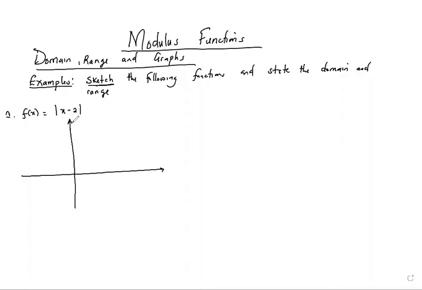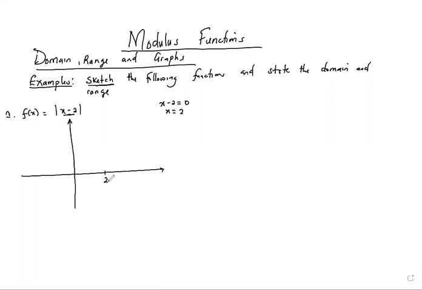The second thing is I get the inside of the modulus and equal it to 0. So what do I get as the value of x? x is equal to 2. That 2 is the x coordinate of the starting point. I get the inside of the modulus, equal it to 0 and get the value of x. That value of x is the x coordinate of the starting point.